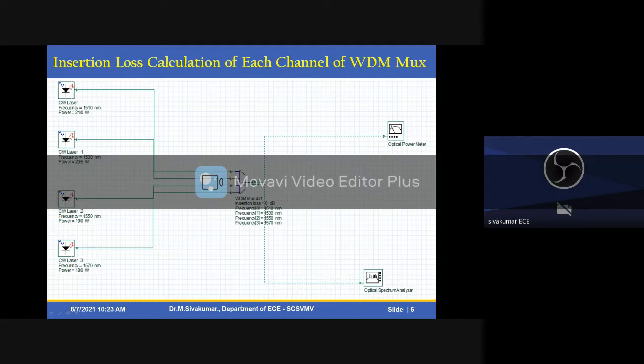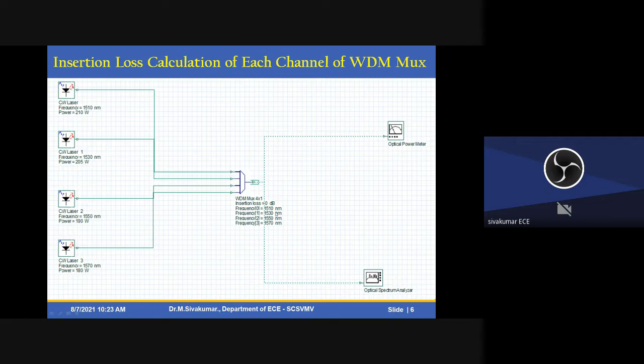Here also, double click on that. Just select the channels. Insertion frequency at all the channels 10, 30, 50, and 70. At the receiver side, you connect one optical power meter and one optical spectrum analyzer.